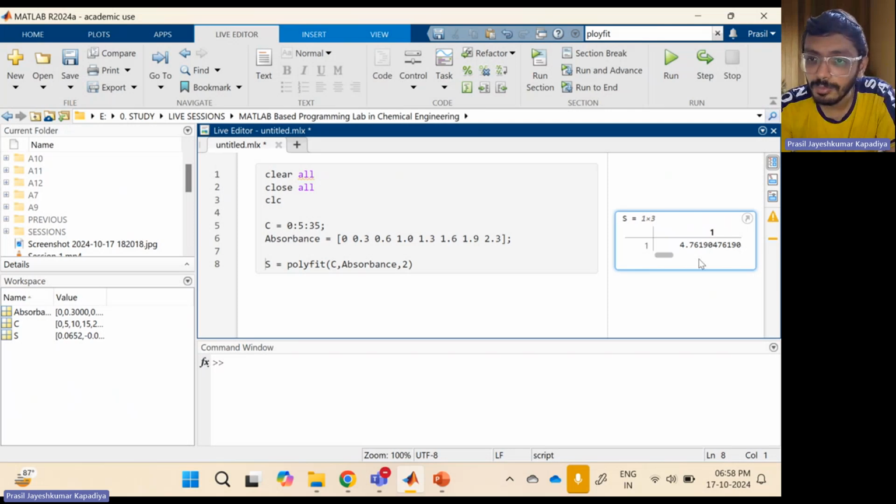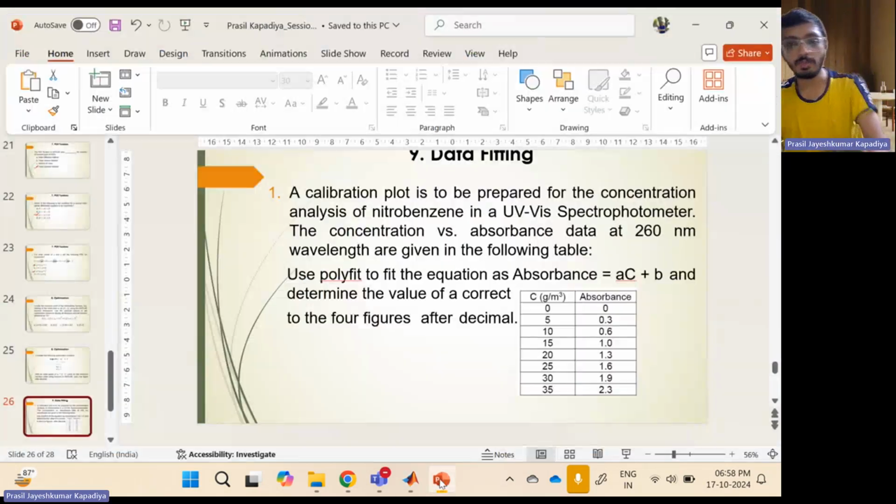So for second order polynomial, I have A, B, and C again here. So this is how you can plot it. Okay, so let's move ahead with the next problem.